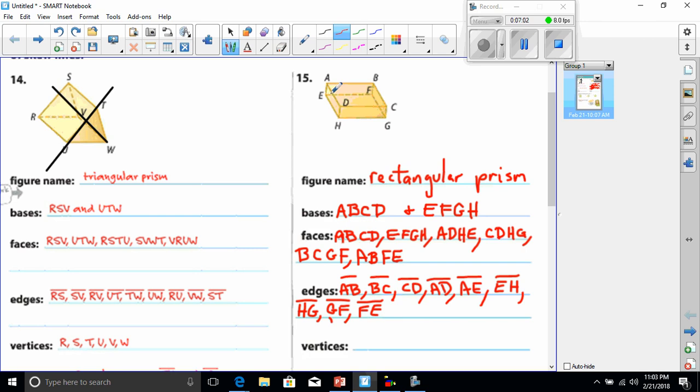We've done A and E, so we'll need D and H as well. C and G. And I believe we'll also have B and F. And I believe that's all the edges that we have here. Next, we have our vertices. Our vertices are going to be all the points that we find on here, all the corners. So we have A, B, C, D, E, F, G, H.